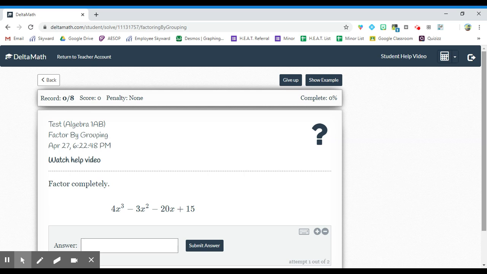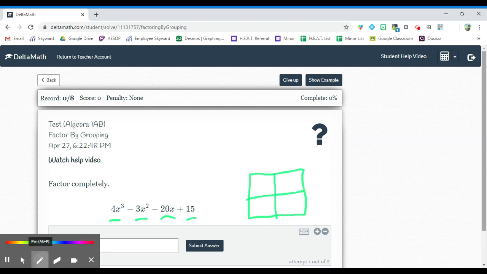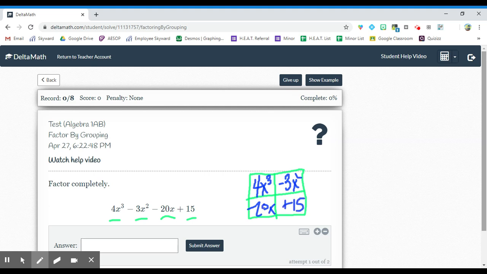So how we do that, here's what we're going to look at. We're going to make a box. Doesn't have to be anything fancy. You're going to take each of these terms and they're each going to go in a square in the box. So I'm just going to use a different color here. So I have 4x to the third, I have minus 3x squared, I have minus 20x, and then I'm going to have plus 15.